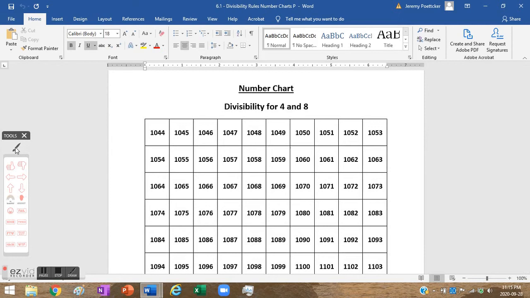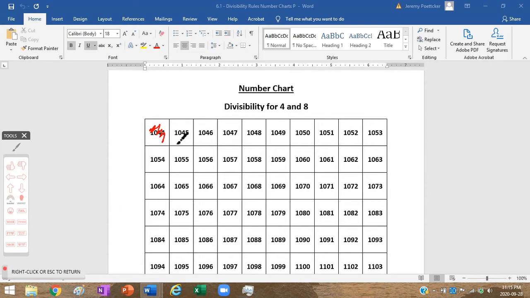Okay, so for these ones here, at the beginning anyways, you may need to use your calculator a little bit, and that's quite all right. So again, we're going to shade the numbers divisible by 4. So I get my calculator out, say, okay, well, let's start with 1044. Can I divide that by 4? Hey, I can. I get an even number. So I'm going to shade this one.